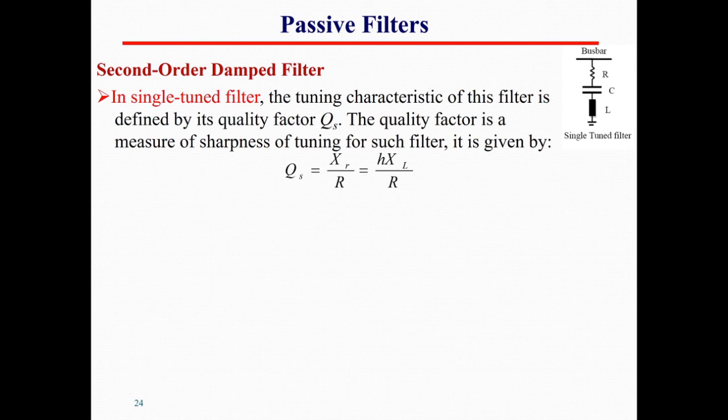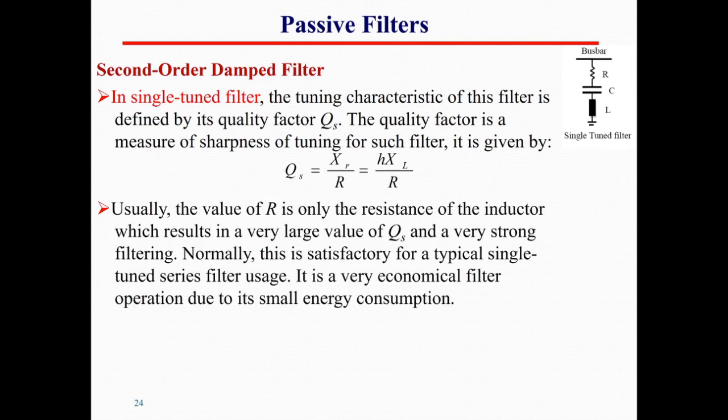Again, we know that in a single tuned filter, the relationship between the quality factor, the resistance and the characteristic impedance is given by this equation. So QS will be equal to XR over R. This is for the single tuned filter.